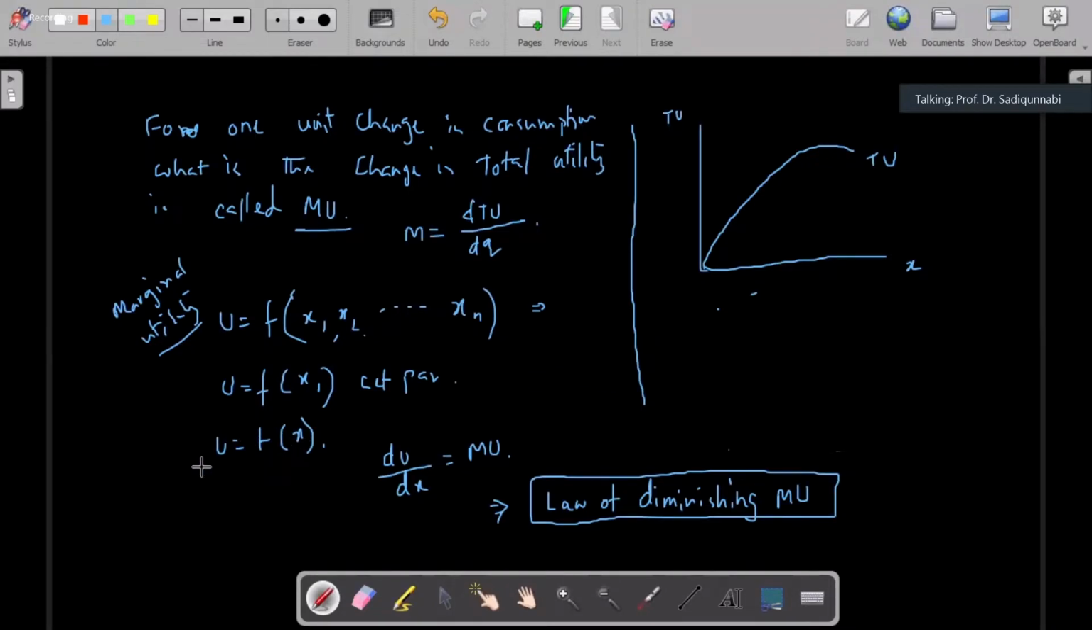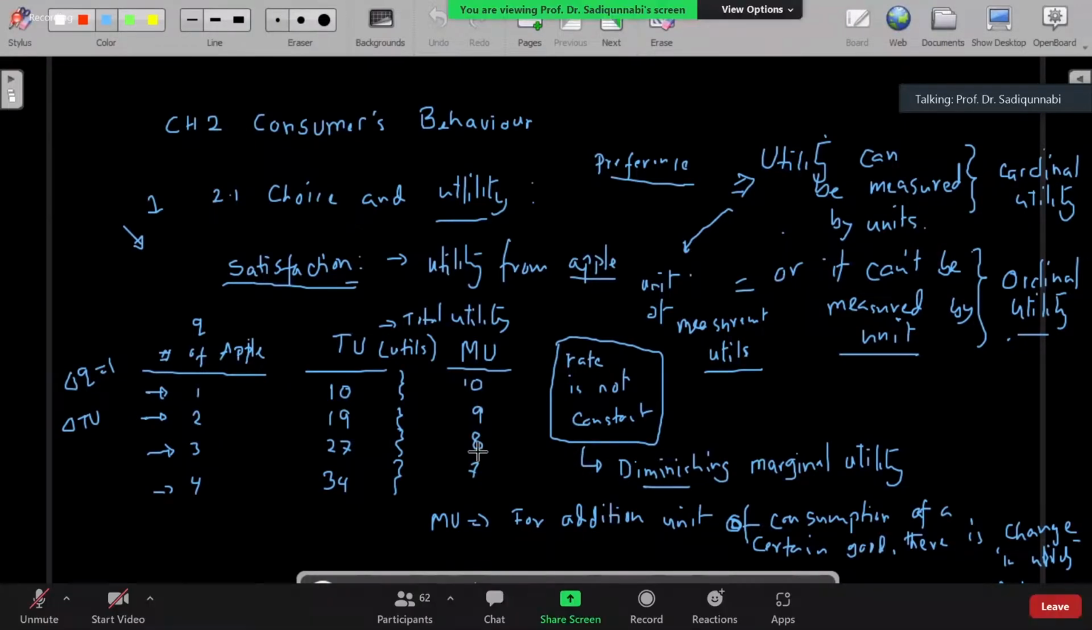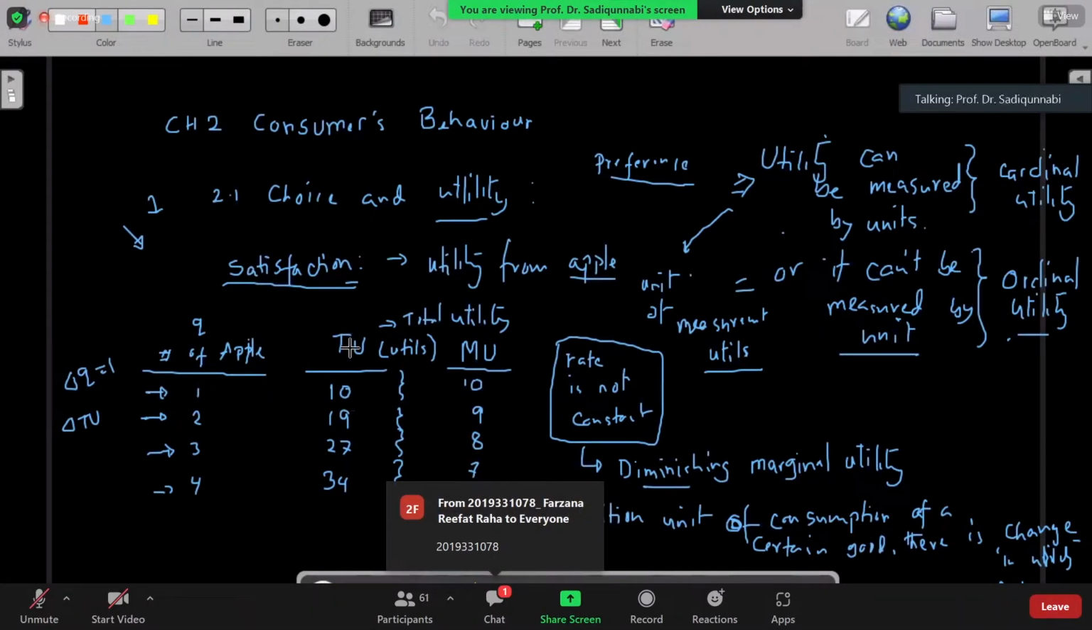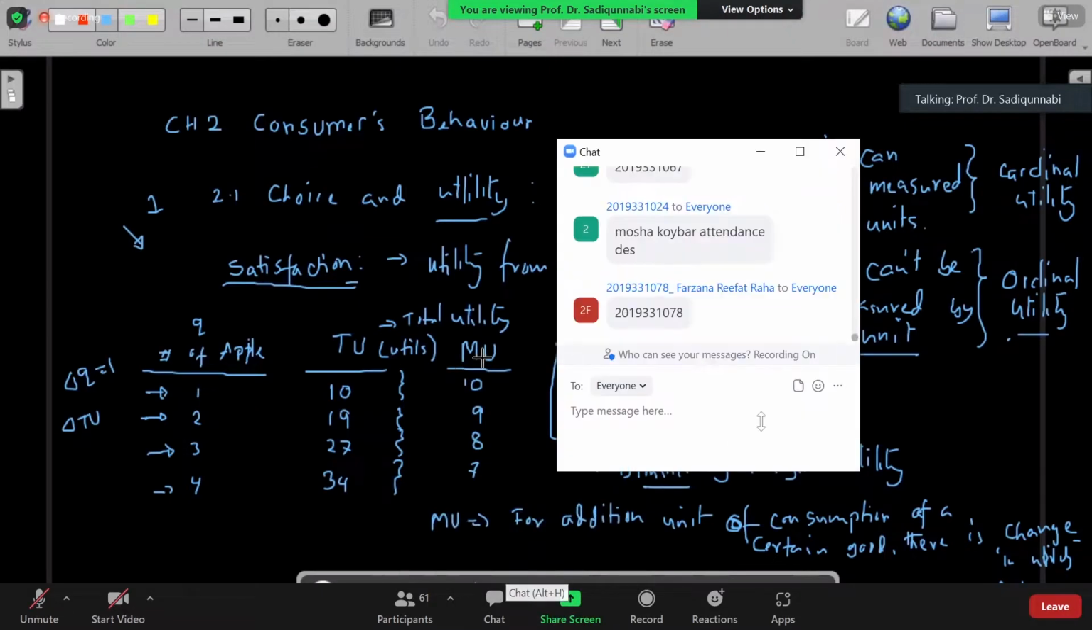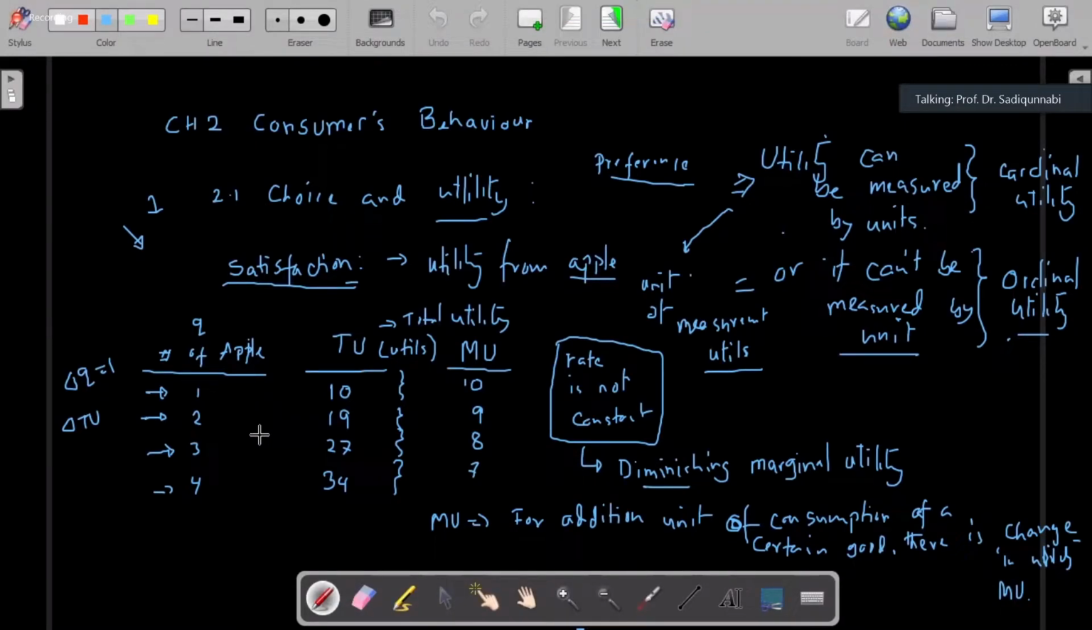This is because our marginal utility is declining. In our previous board, we see that our marginal utility is declining 10, 9, 8, 7, but total utility is increasing. Marginal utility is the rate of increment of total utility. You see, for 1 unit change in Q, what is the change in total utility? That is called marginal utility. Okay, so marginal utility is diminishing.